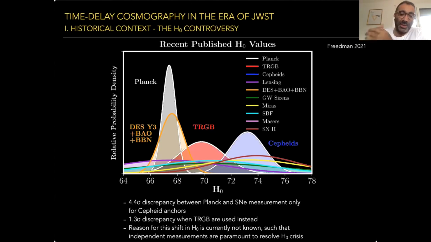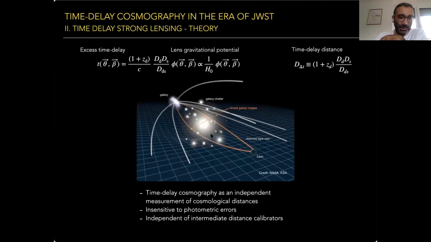And given this figure by Wendy, it is apparent that there's a need for other distance measures in order to resolve this H0 crisis. And thanks to Sifan's nice introduction, we now know that time delay cosmography basically provides such an effective one-step distance measure. I could skip this, but I will do it anyways in case people have just joined recently or are still rather unfamiliar with the methods.